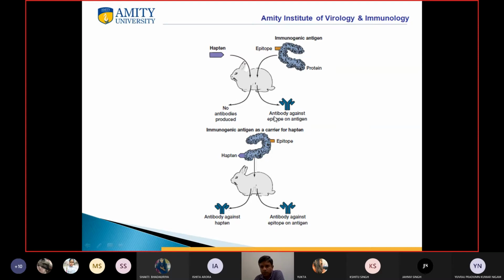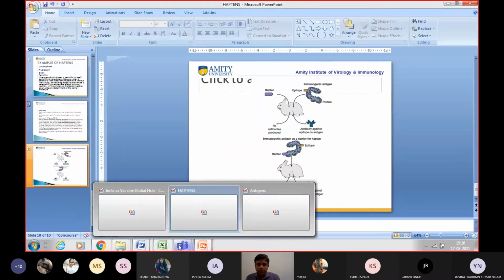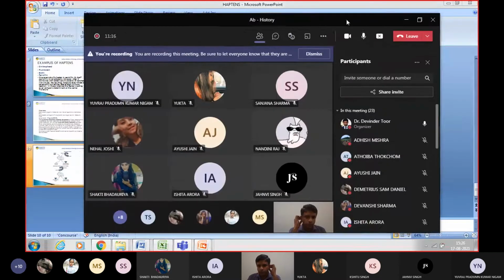Okay, now in the third case, we are making a conjugate, or we are coupling hapten and this carrier protein, okay, and we are injecting this hapten carrier protein complex in the animal, okay, and now it will be generating antibodies against the hapten as well. Okay, so antibody against hapten, right? So in the presence of a bigger molecule, it will also lead to generation of antibodies. Basically it will lead to eliciting of the immune response. Okay, so I think the concept of hapten is clear to you now. Still, if you have any questions, you can ask.